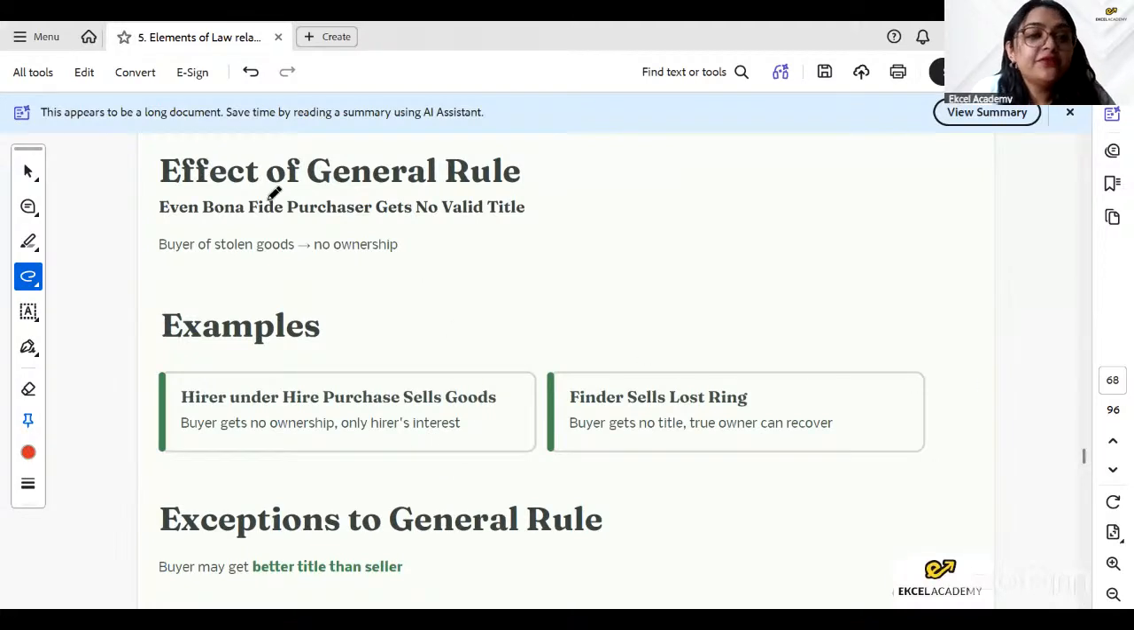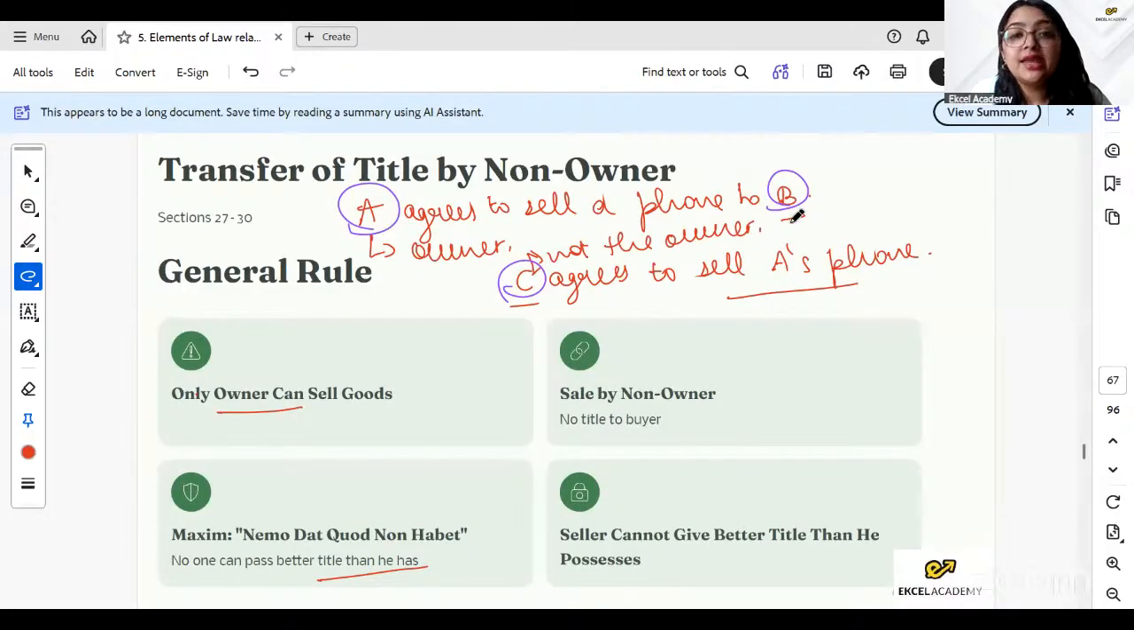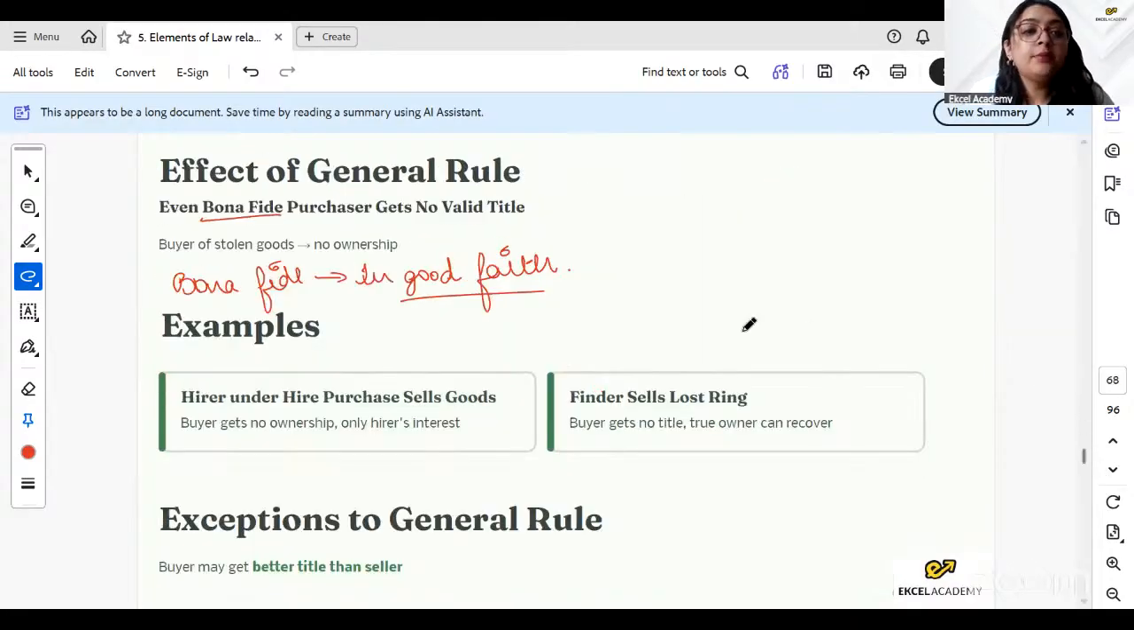Now what is the effect? Even a bona fide purchaser gets no valid title. What is bona fide? Someone acting in good faith. For example, in this case, B was completely unaware that C is not the owner and in good faith purchased the phone. What happens in that case? Even then, B will get no valid title, because the seller C did not have any valid title.